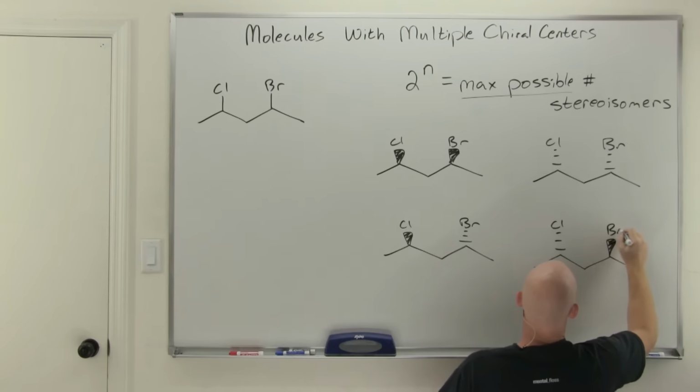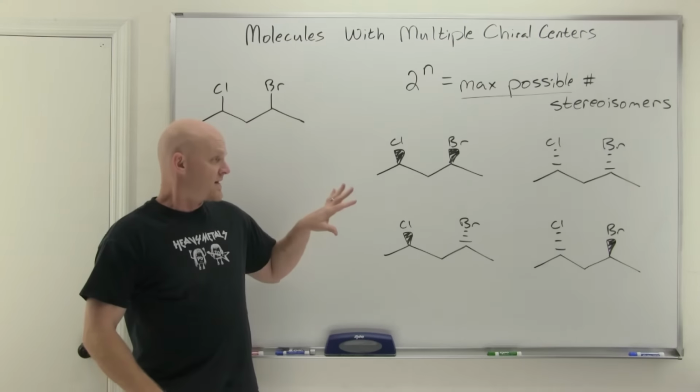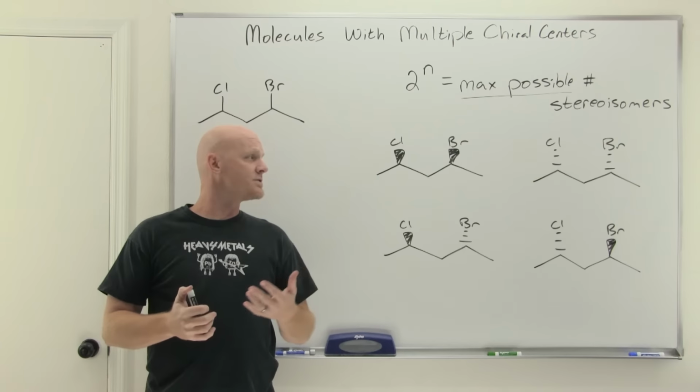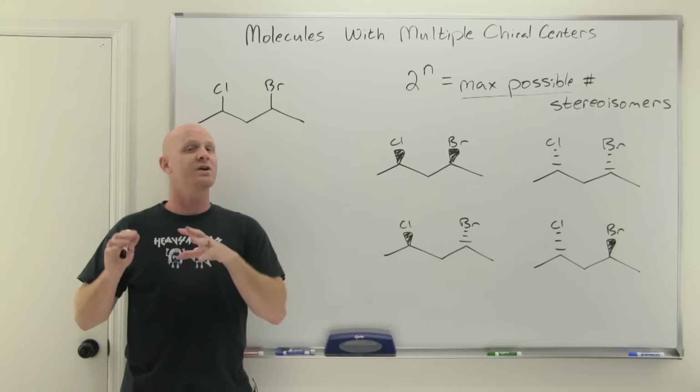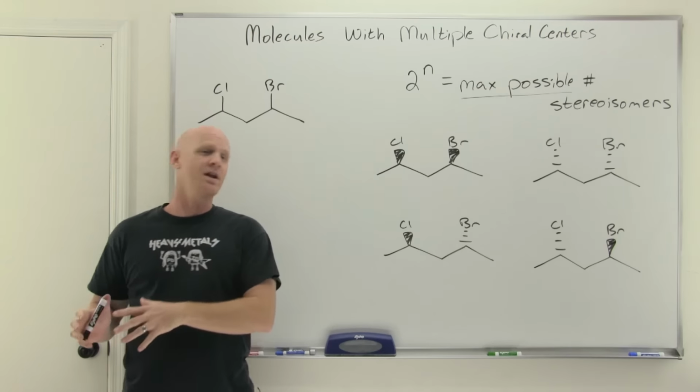Okay, and there's our 4 different stereoisomers that are possible. Now, the next thing we've got to deal with are some relationships here. We've already learned the terms enantiomers and diastereomers. But just to review, enantiomers are stereoisomers that are mirror images. Diastereomers are stereoisomers that are not mirror images.